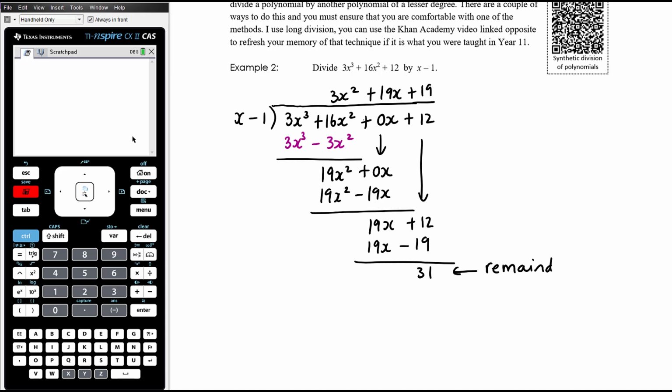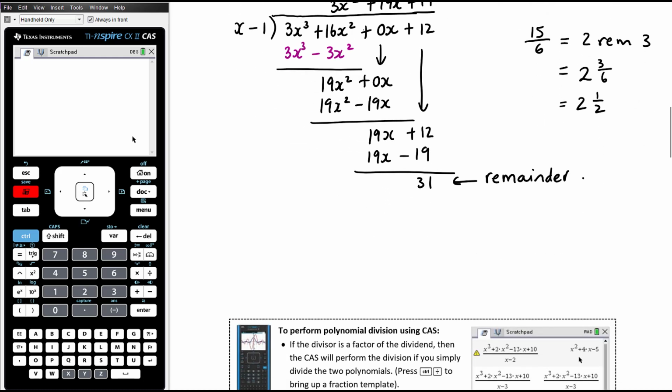Now, this won't happen if we're doing long division as part of a factorisation, but this can happen if we're just dividing two things. So when we think about division, if you're doing, for example, 15 divided by 6, it is 2 with a remainder of 3, okay? So we write that as 2 and 3/6, which is 2 1/2. And so the same thing is going to happen here, okay?